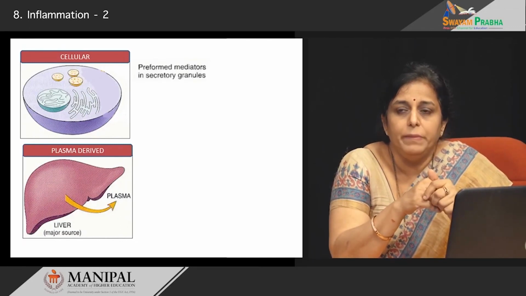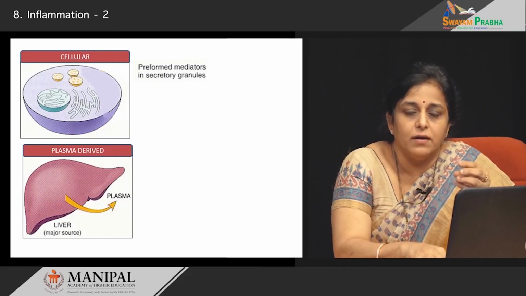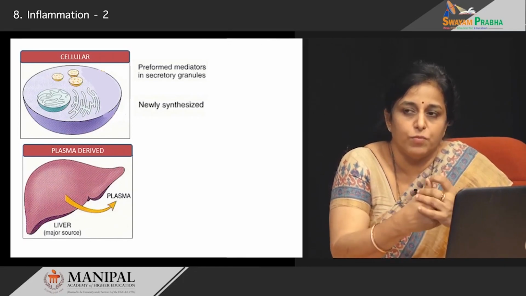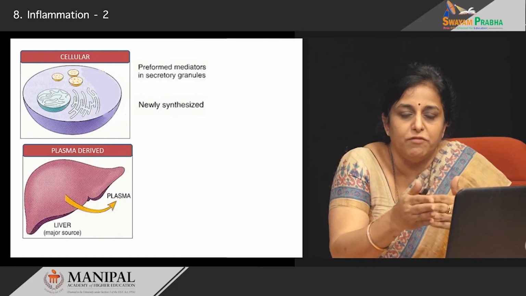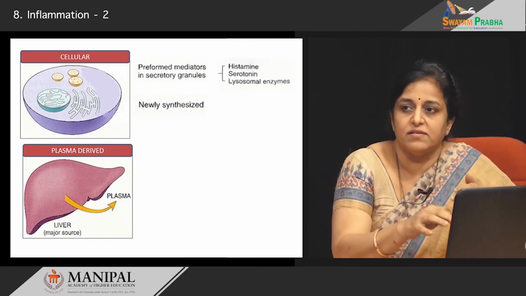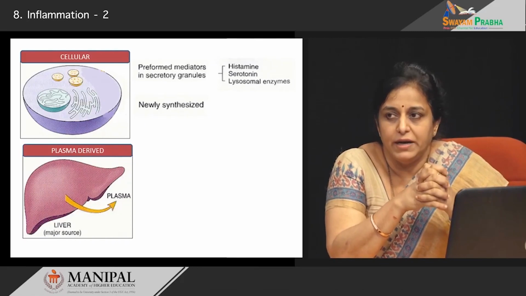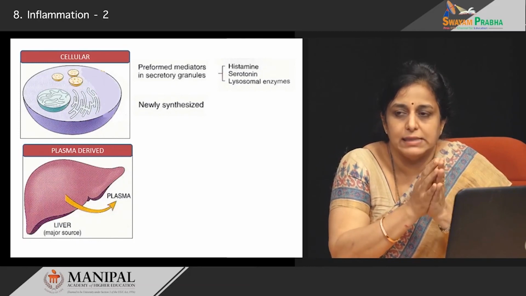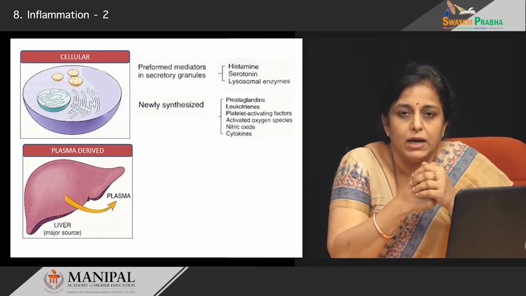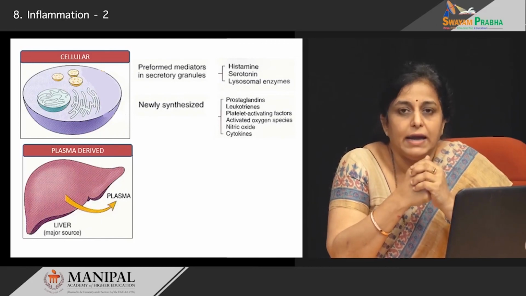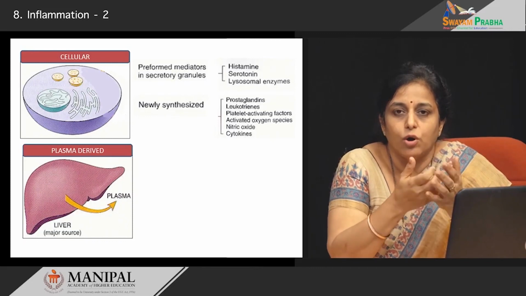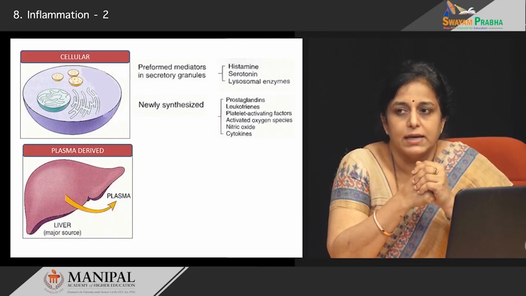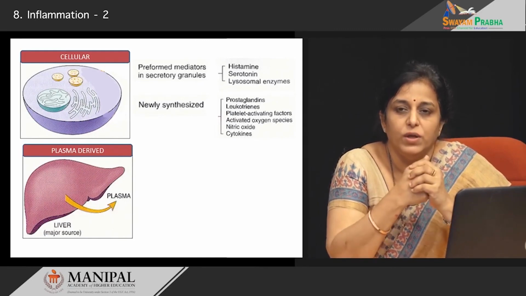Now, the cellular ones again, they could be preformed, which means the cells have them present at all times within them, or they are newly synthesized in response to the inflammation. So, cellular could be preformed or it could be newly synthesized. Some of the examples of preformed mediators are histamine, serotonin, lysosomal enzymes. They are always present within the cells. Newly formed examples are prostaglandins, leukotrienes, PAF or platelet activating factor. We just learnt oxygen species that is formed in response to inflammation, nitric oxide, cytokines, etc., which are generated or synthesized when there is a need.